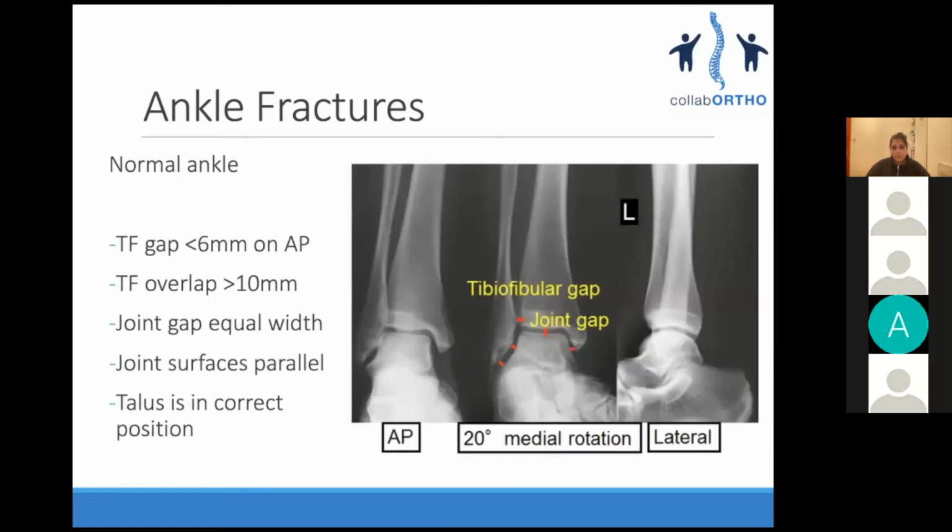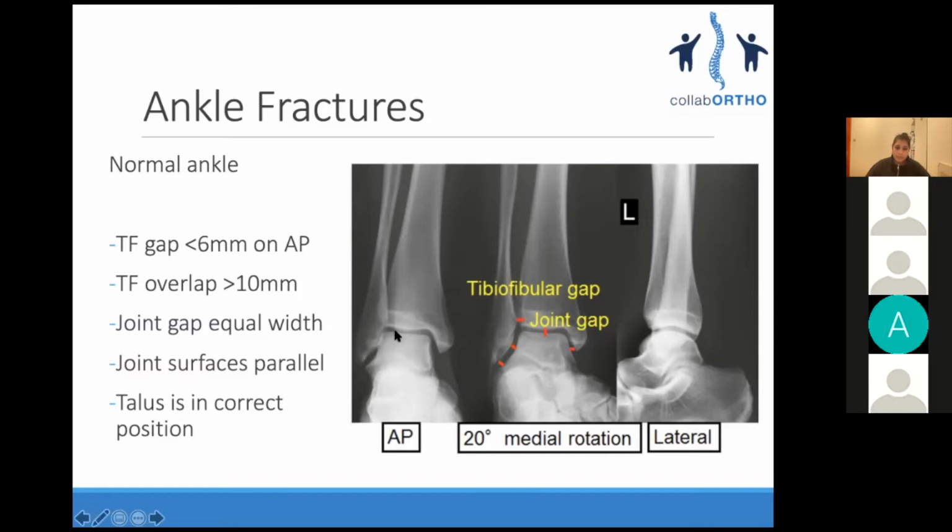Now, before I go into types of ankle fractures, it's very important to know, and I'm sure some of you may have already covered this before, but very quickly, what a normal ankle looks like. These are 3 different views of an ankle joint, and this is what a normal ankle looks like. You have your talus, you have your fibula with your lateral malleolus. Just follow my cursor.